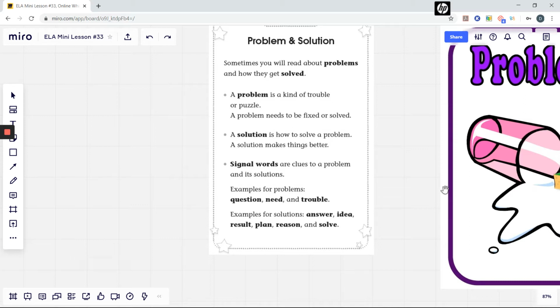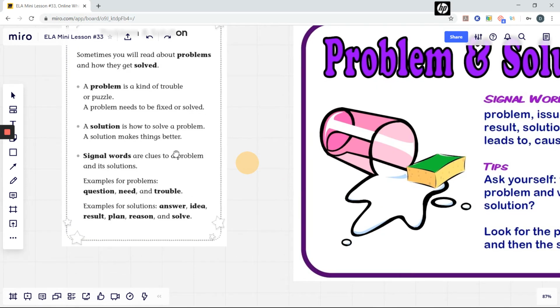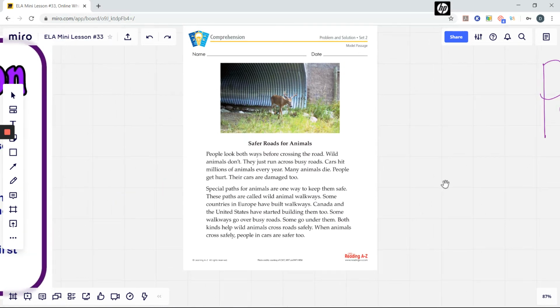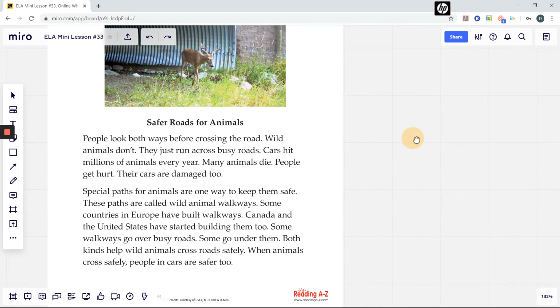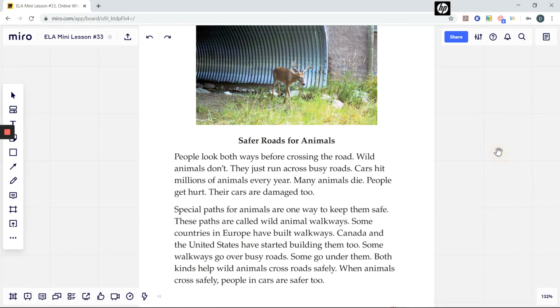Some other signal words for problems include question, need, and trouble. And some examples for solutions: answer, idea, result, plan, reason, and solve. Let's look at an example of a problem and solution text. We want to be able to identify what the problem is and how people are working to solve the problem.